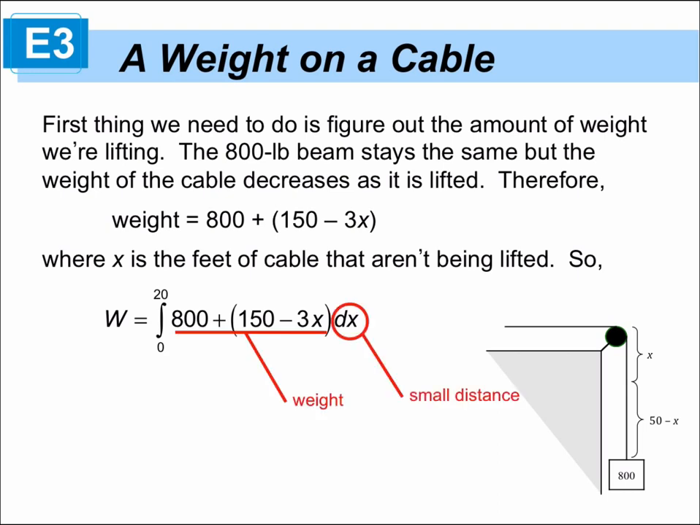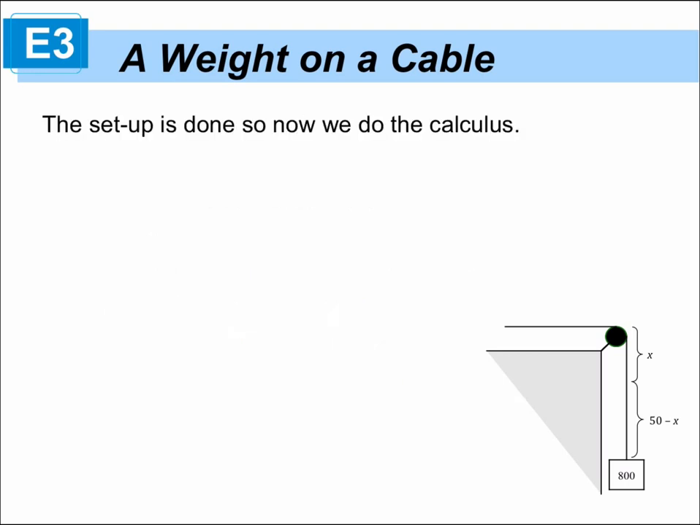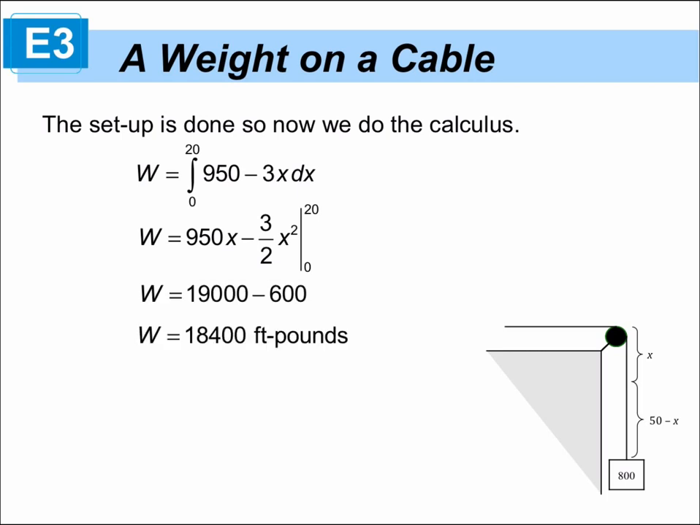There's our weight. There's our small distance. How many small distances do we want? We want small distances from 0 to 20. 18,400 foot-pounds. Now, I would say to you, does that answer make any sense? But I have no idea what a foot-pound is. I have no idea whether that's right or wrong. I'm going to trust it. I wouldn't know if that's right or wrong. Well, I would if I got something absurd like a negative answer, or 4 gabillion would probably not be a correct answer.